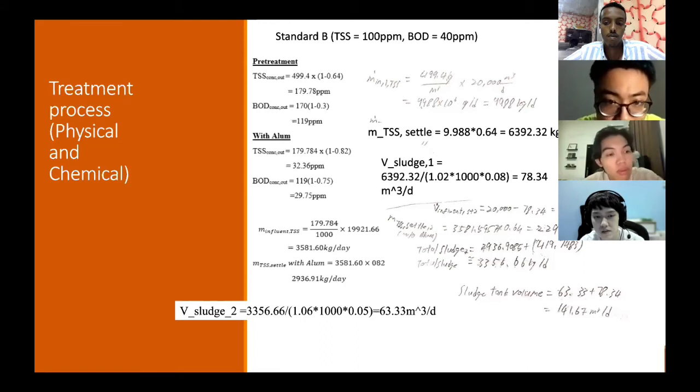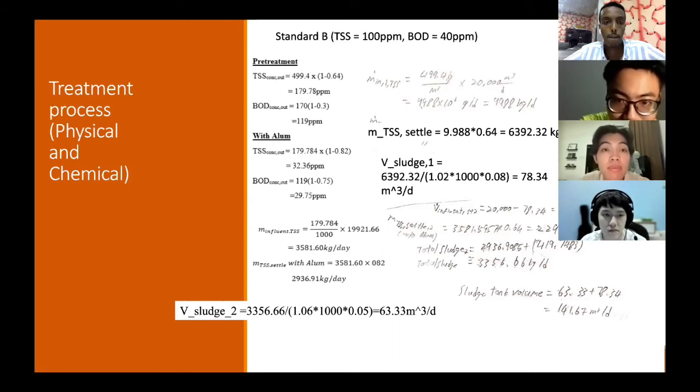So the volume of sludge formed in the clarifiers can be found by finding the mass of TSS, which settles at the bottom, divided by the density of the sludge times the composition of the sludge. In this case, it's 8% of the mass.